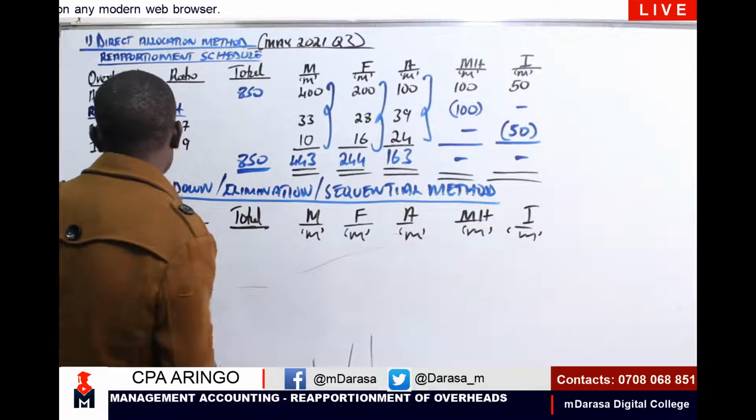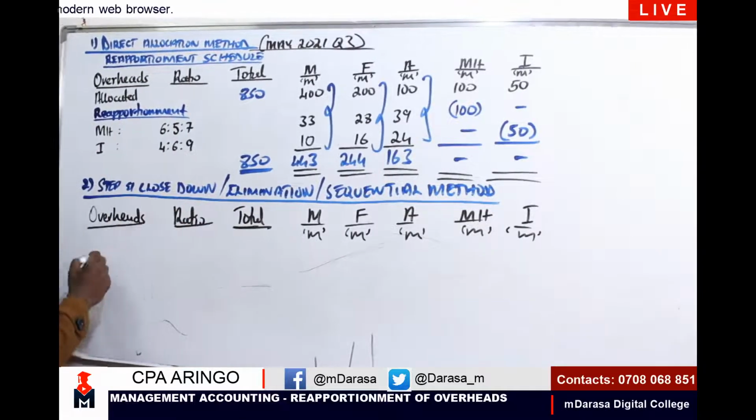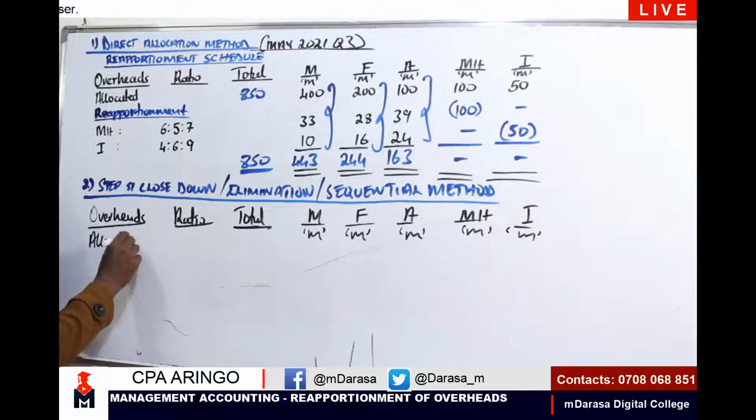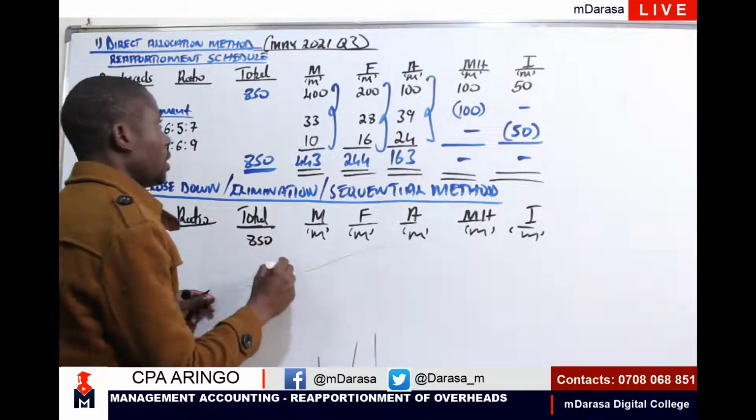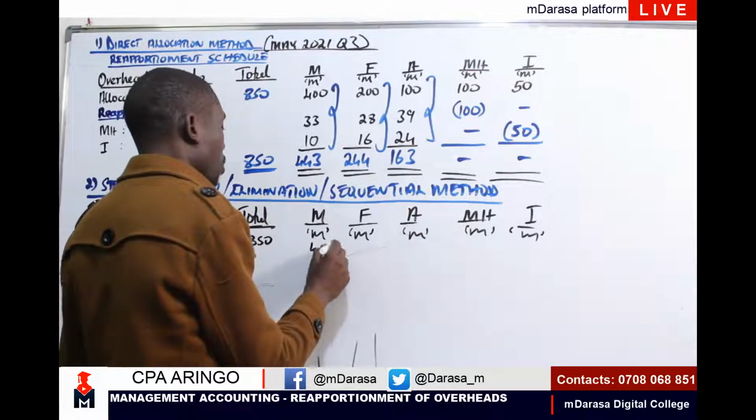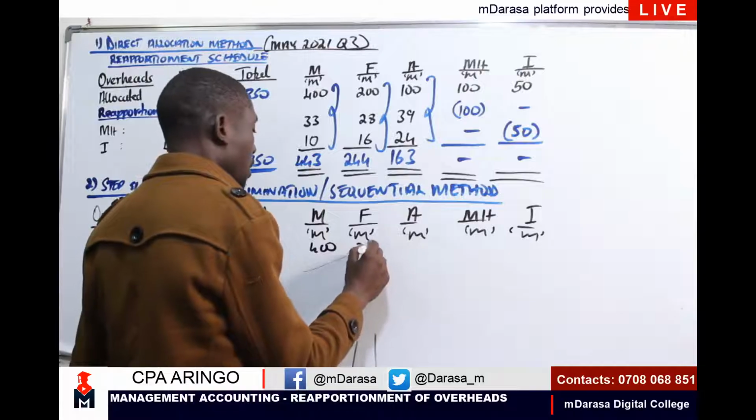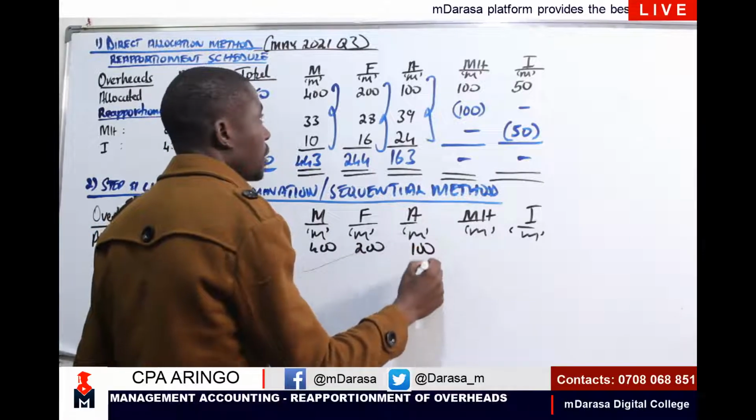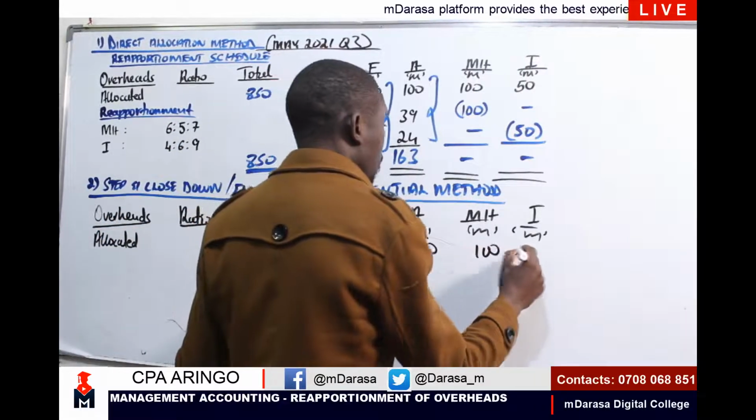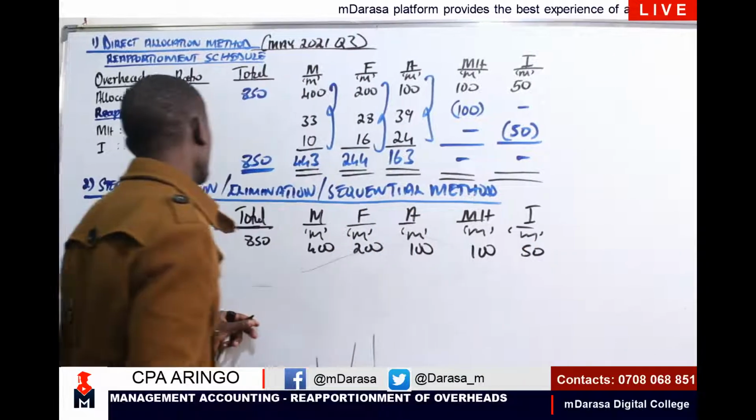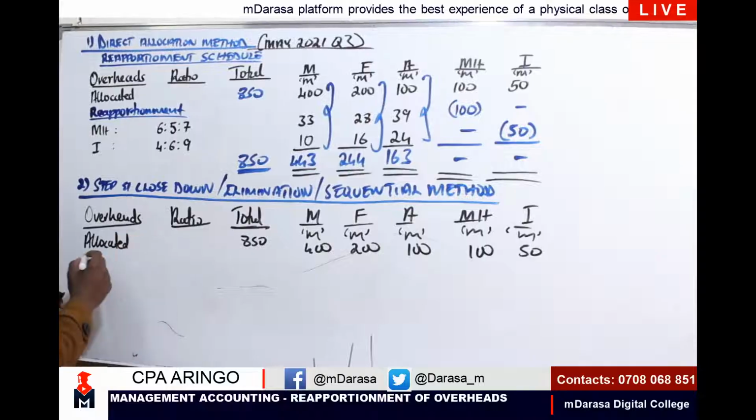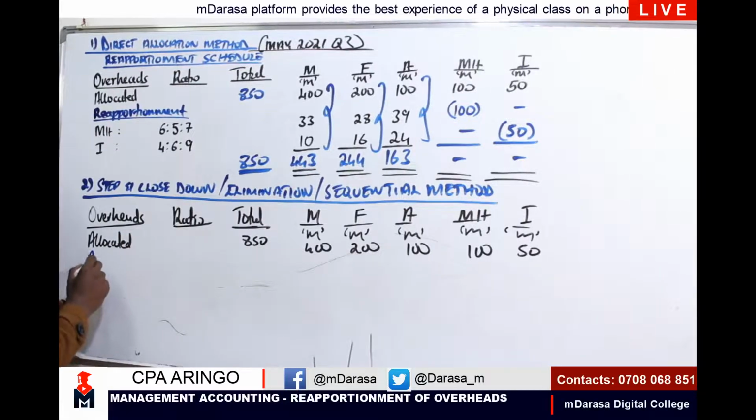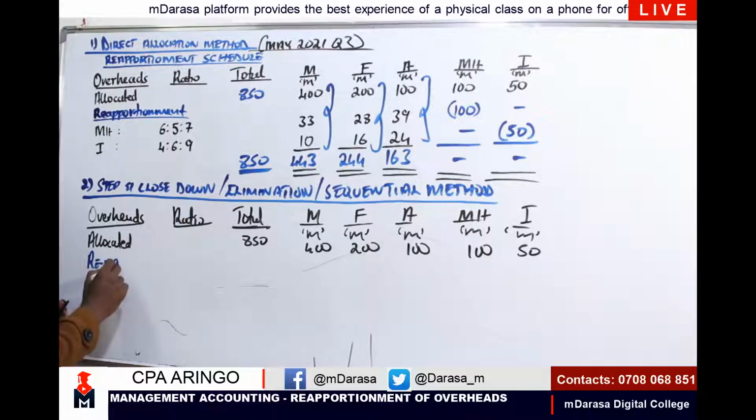Once we have this, I'm going to talk of allocated. Allocated, I'm having the total which is 850. I'm having here 400, we're having 200, 100, 100, and 50. So we want to talk of reapportionment.